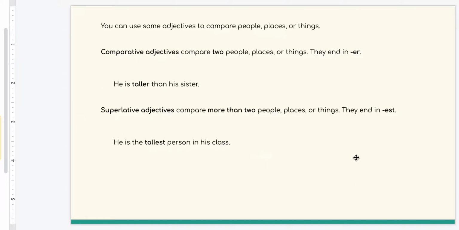So make sure if you're writing anything down, you're going to write comparative adjectives equals two people ending in ER. But superlative adjectives compare more than two people, so more than two people would be three or more, and they end in EST. So now let's go over some examples together.